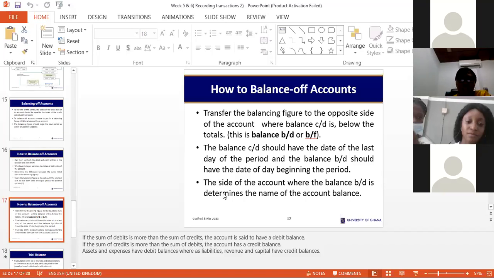So that is it. The side of the account where the balance BD is determines the name of the account balance. So I just use the cash. If the balance brought forward is at the debit side, then we say the cash has a debit balance. Okay, it has a debit balance. So that is what we refer to.